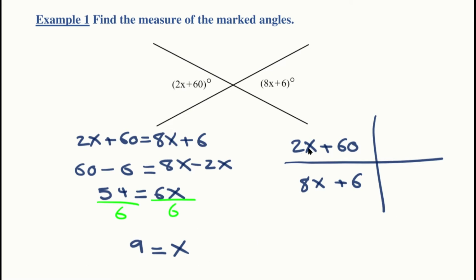2 times 9 is 18. 18 plus 60 is 78. And 8 times 9 is 72 plus 6 also gives us 78. So the measure of the marked angles for both angles is 78 degrees. Just like that. So that's just a quick application of the fact that vertical angles are congruent.